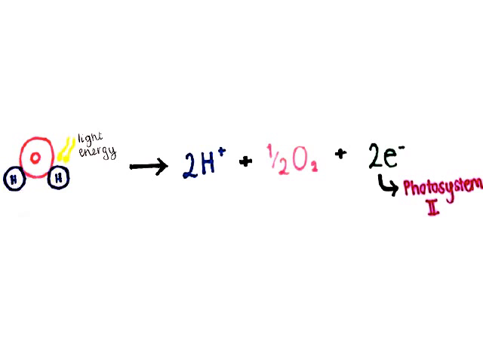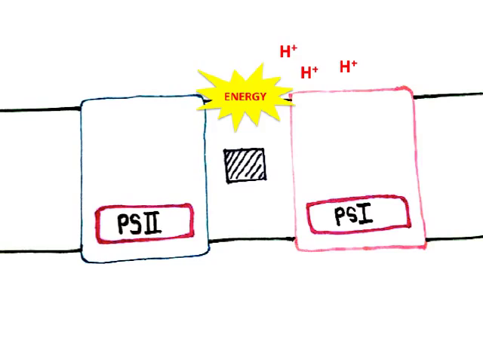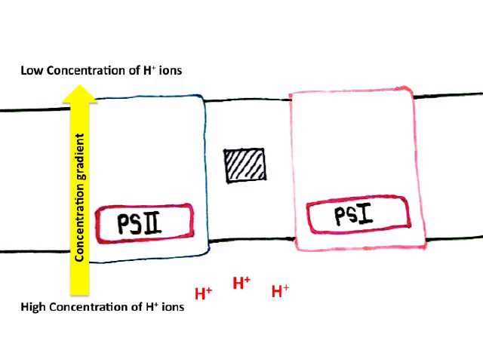As the electrons move along the electron carriers, they lose energy. The energy lost is used to transport H+ ions across the thylakoid membrane. The H+ ions are available from the photolysis of water. This movement of H+ ions into the thylakoid means that there is a higher concentration of H+ ions in the thylakoid than outside. Therefore, there is a proton gradient across the membrane.